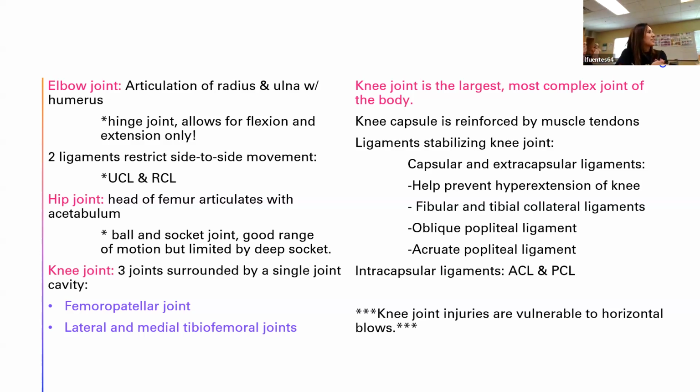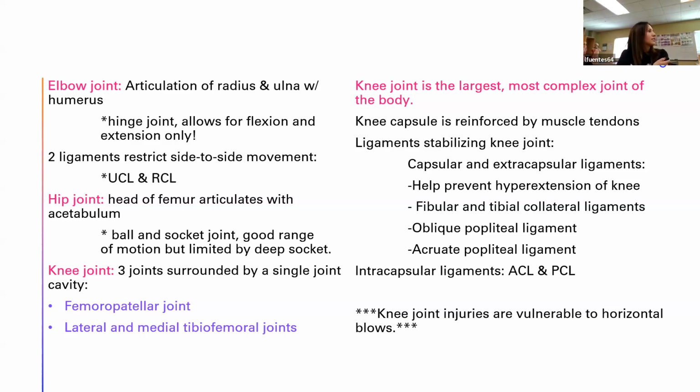Your hip joint, the head of femur articulates with the acetabulum of your os coxa. This is a ball and socket joint and has good range of motion, but is limited by the deep socket. So because the socket is deep, we can't kick our leg and make it go all the way around our body like we can kind of do with our arm. It allows for range of motion in walking or hyperextending, like gymnasts who can do the splits and stuff like that. But it gets to a certain point where it cannot go farther than what it is.